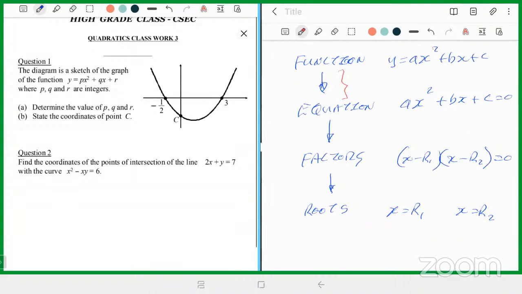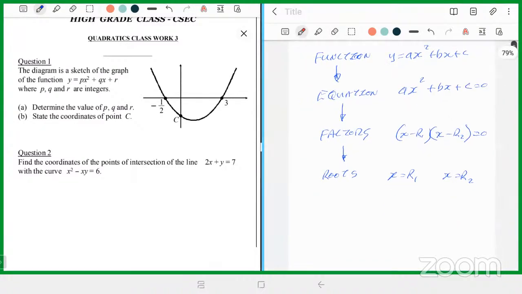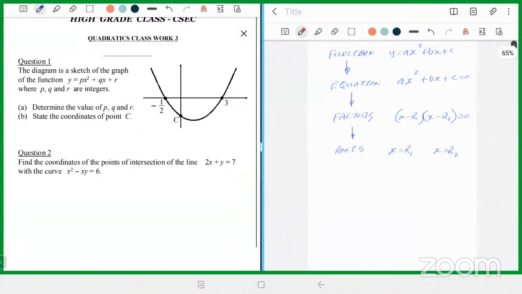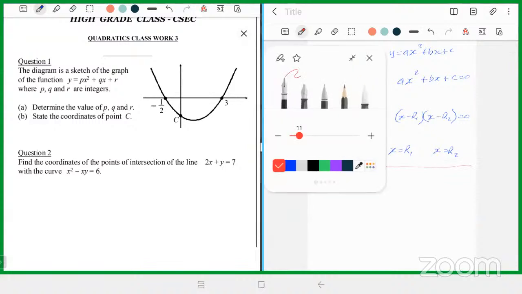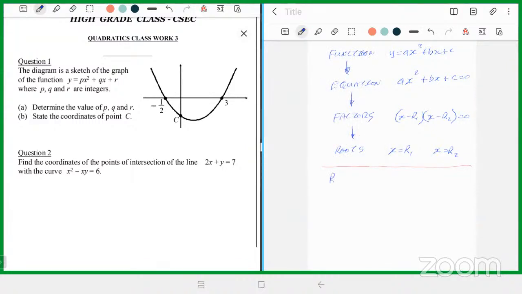So if we are reversing the process that I have on the screen, we're starting from the roots this time. We would have the roots as presented. From the roots, we want to get the factors, because reversing this process, we want to get the factors from the roots. And then from the factors, we're going to form the equation.